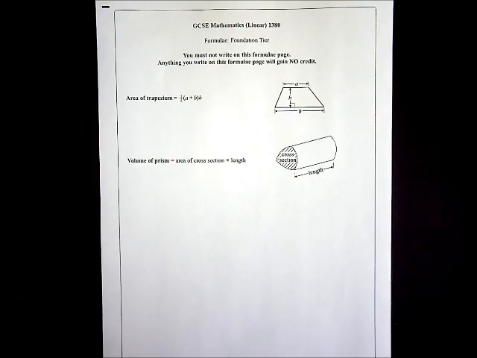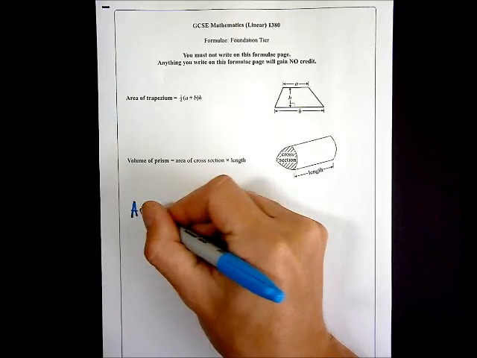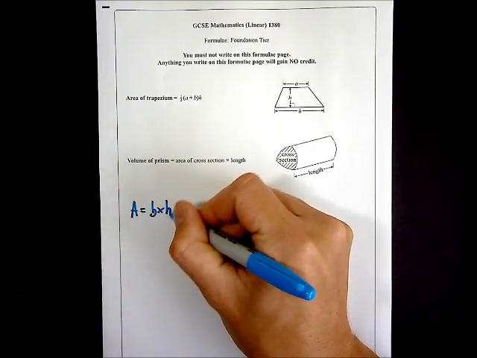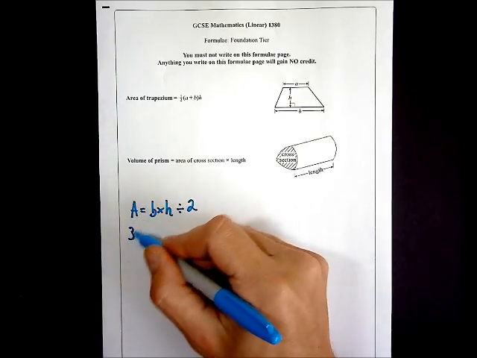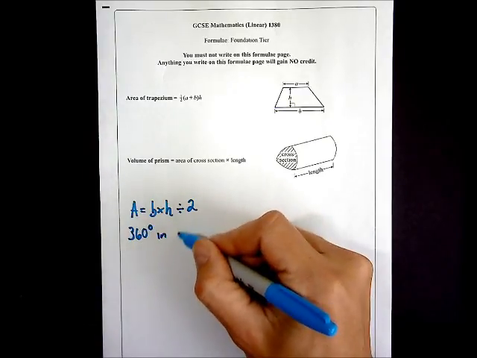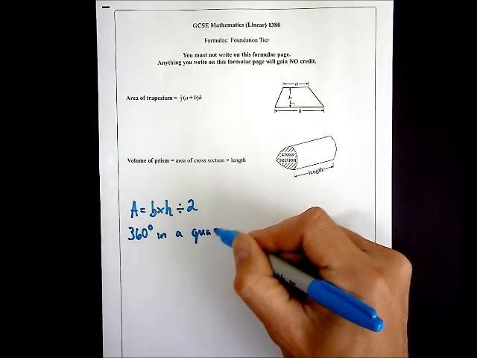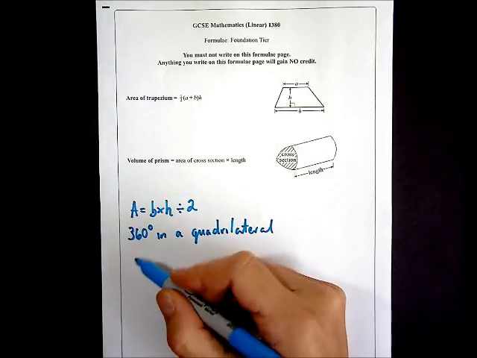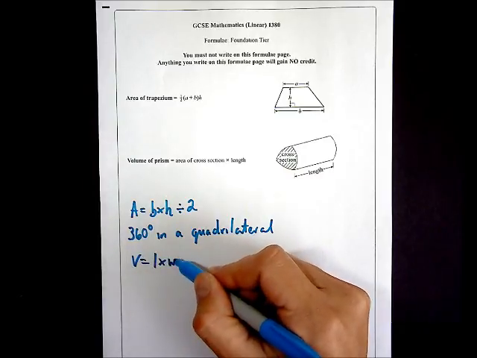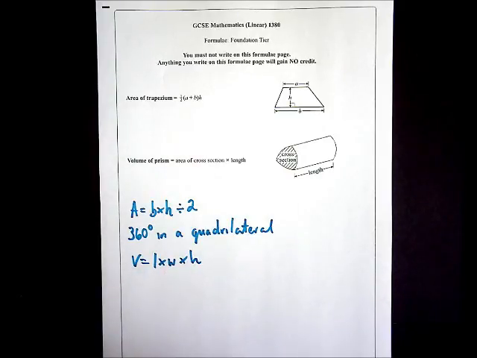As in any exam, I would take the opportunity at the start of the exam to write down any formula that I think I'm going to need to remember during it. So, as ever, I'm going to write down the area of a triangle is the base times the height divided by 2. I'm also going to write down that there are 360 degrees in a quadrilateral. The volume of a cuboid is the length times the width times the height, and anything else you think might be important to you during the exam.